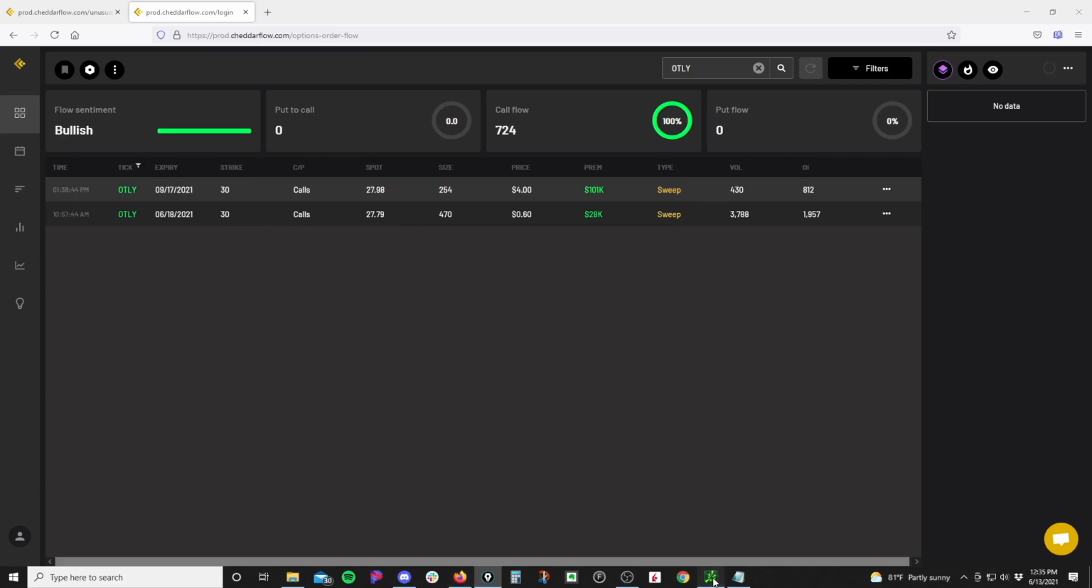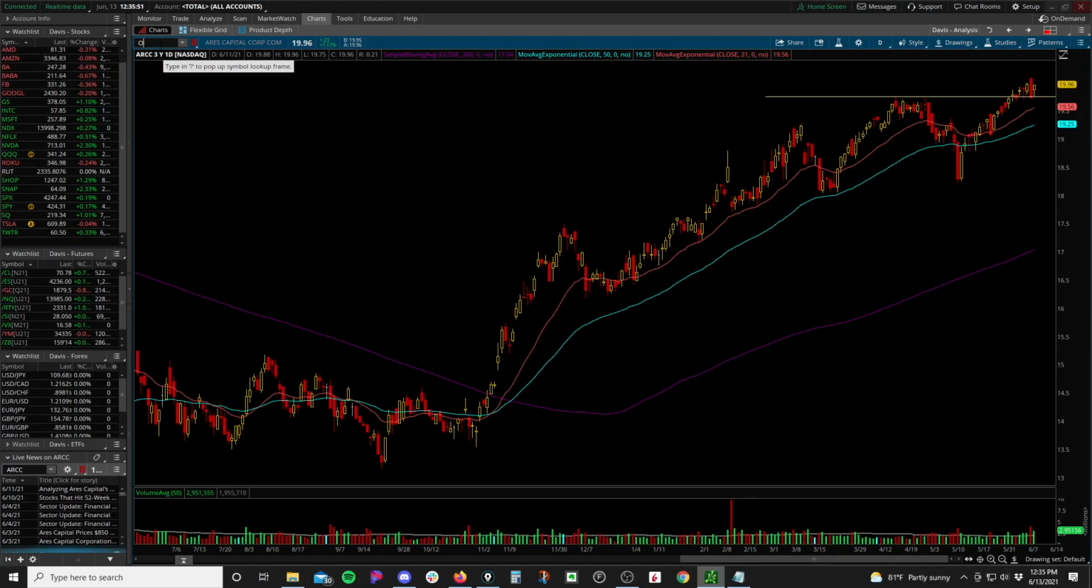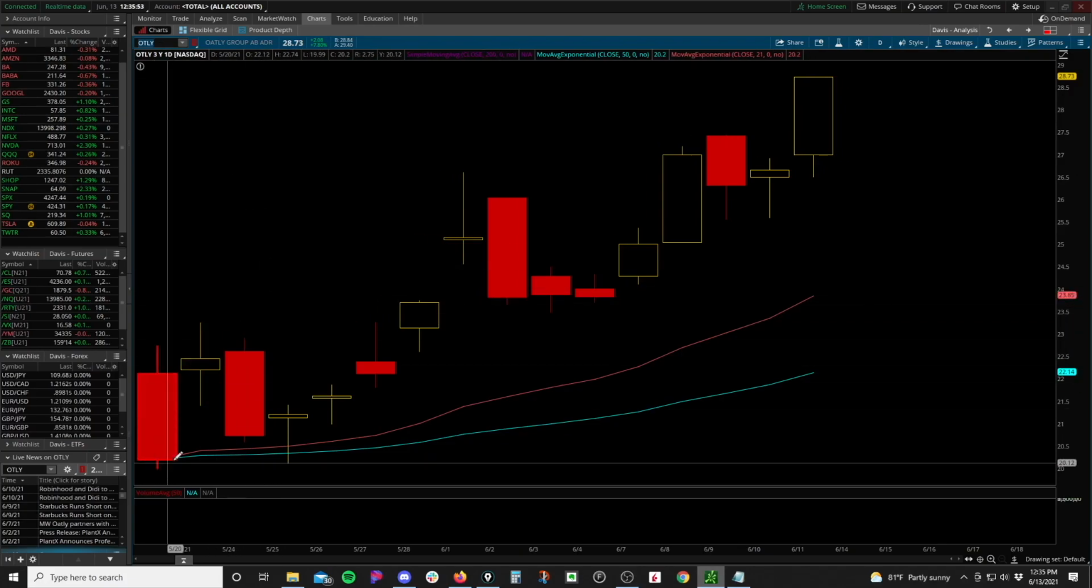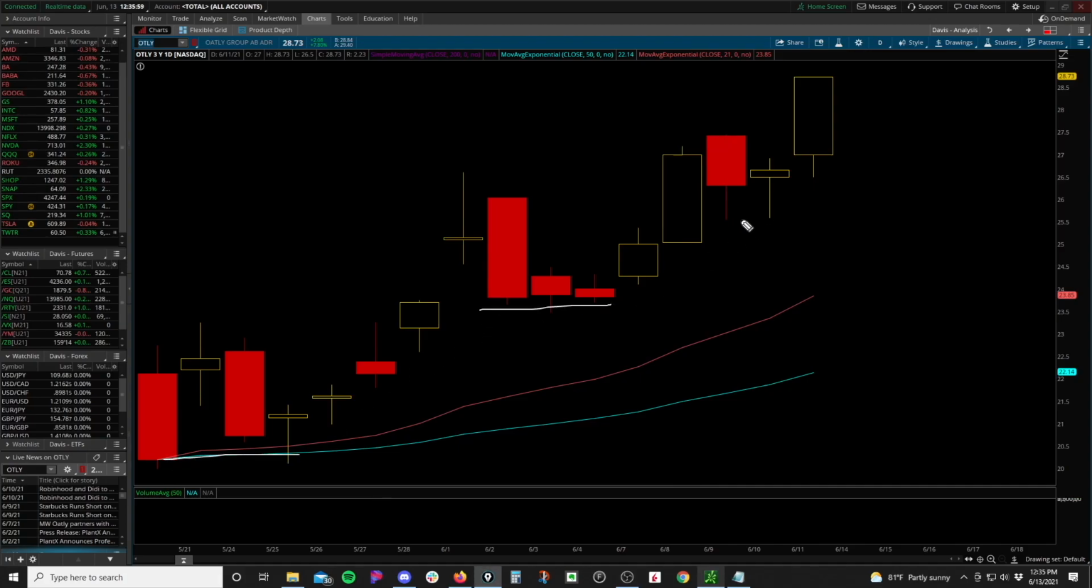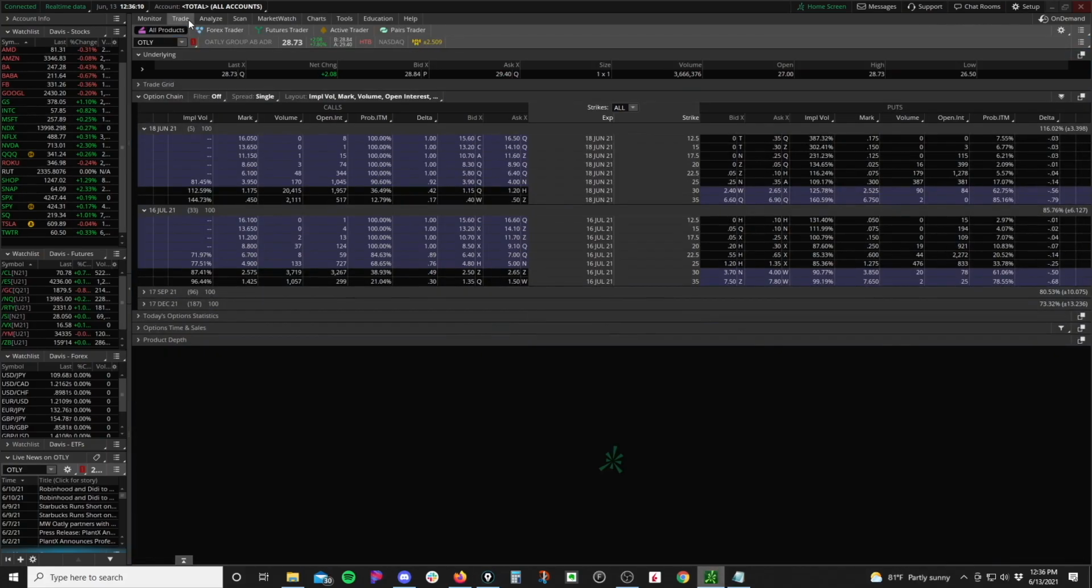So what do I want to do? I want to pull up my chart, and I want to go to OTOY, and I want to break it down. OTOY is a recent issue breaking out of a pivot, right? So there's your low, higher low, higher low. There's a high, there's a high, there's a high. Basic Technical Analysis 101, we're trending up. All right, so what I want to do, I want to flip over to the trade tab, and I want to look to see what's going on here.